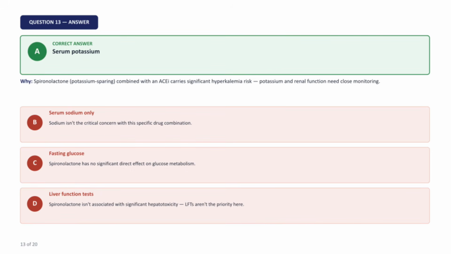The correct answer is option A, serum potassium. Spironolactone, potassium sparing, combined with an ACE inhibitor carries significant hyperkalemia risk. Potassium and renal function need close monitoring. Now, why isn't B correct? Sodium isn't the critical concern with this specific drug combination. Why isn't C correct? Spironolactone has no significant direct effect on glucose metabolism. Why isn't D correct? Spironolactone isn't associated with significant hepatotoxicity. LFTs aren't the priority here.